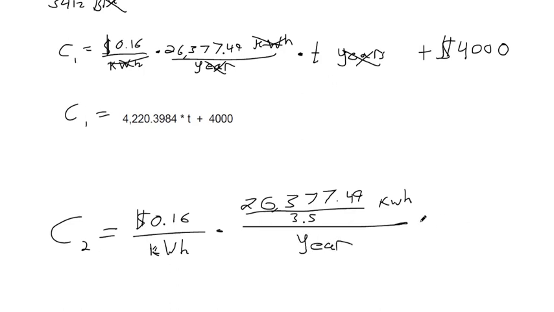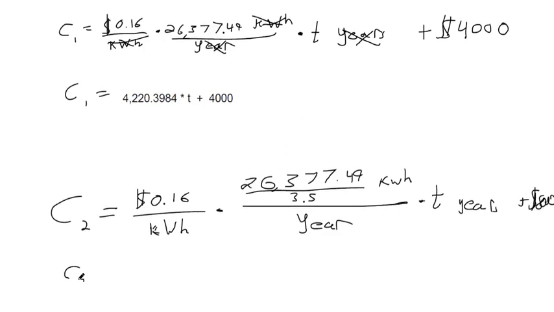And same process. We don't know how many years it's going to be, so we're going to call that T years. And then we're going to add the $8,000 startup cost. So C sub 2 is, my handwriting is getting worse the longer the problem gets. Those cross cancel just like we wanted. The years cross cancel.